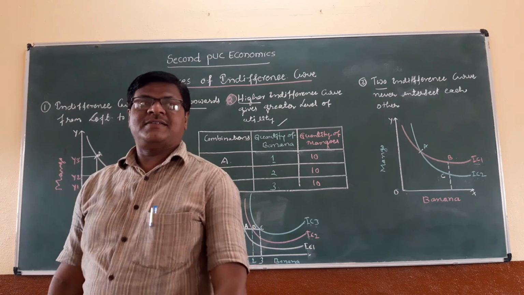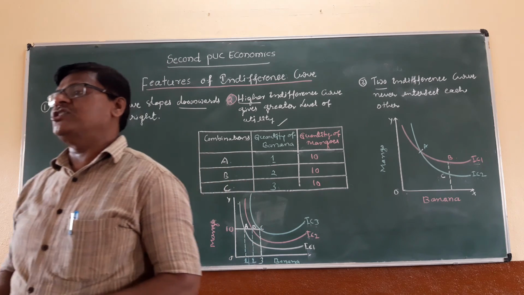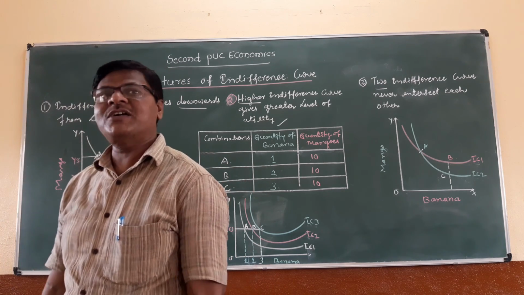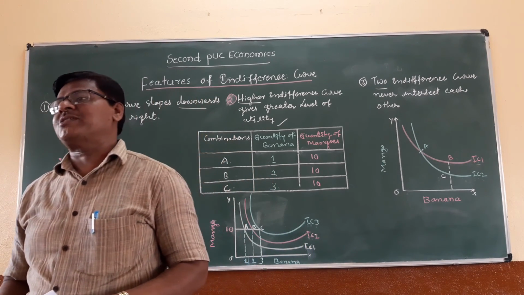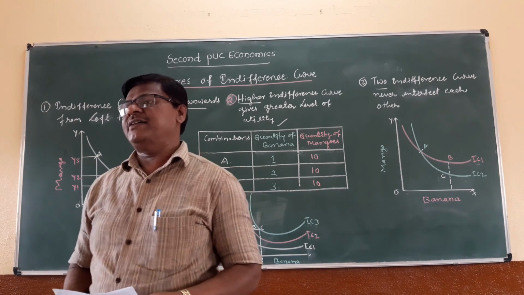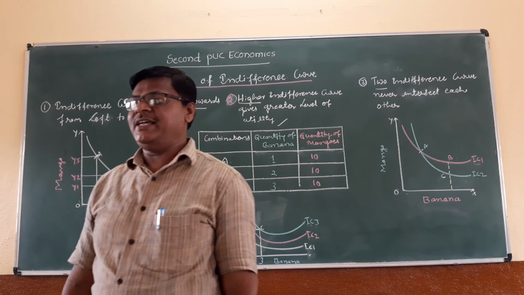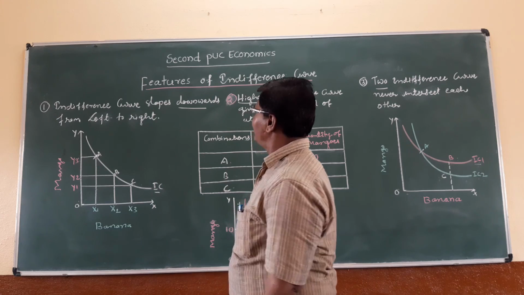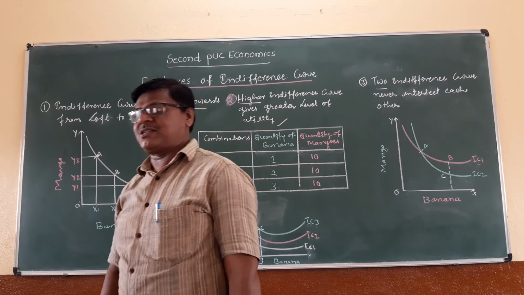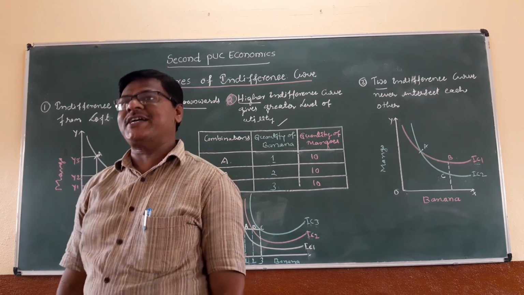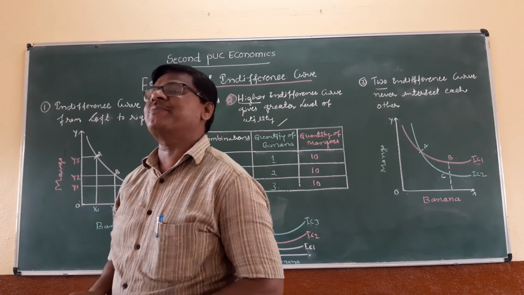Today, let us see the remaining syllabus of chapter number 2, consumer behavior. In consumer behavior, yesterday we studied the marginal rate of substitution, or MRS, and the shape of the indifference curve. Today, we shall discuss the properties, or features, of indifference curves.